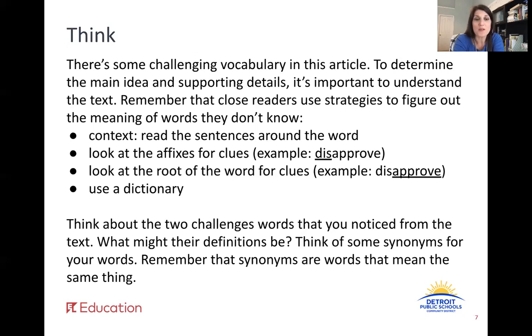So think about the 2 challenge words that you noticed from the text. What might their definitions be? Think of some synonyms for your words. Remember that synonyms are words that mean the same thing.